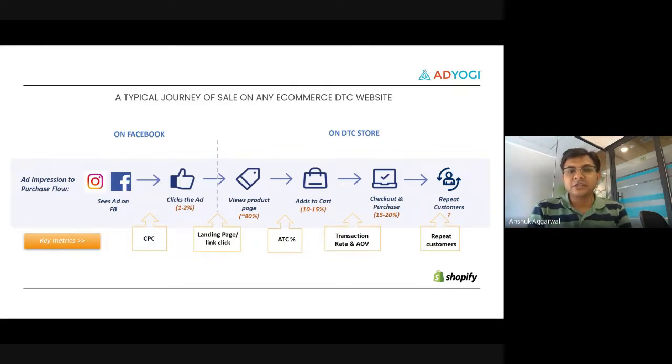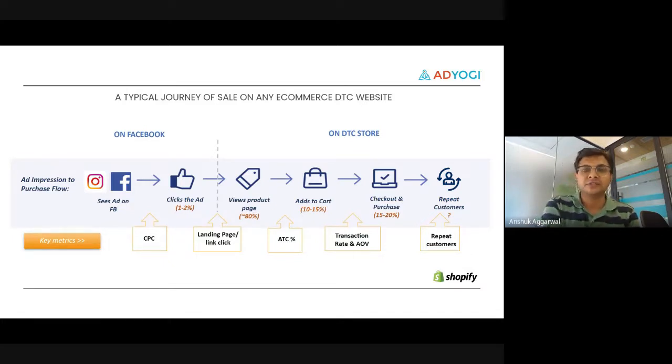And just jumping to the typical journey, I think all of you know this journey. All of you are brand owners. So the way it happens across most stores, I've seen that 80% of sales mostly comes from ad platforms. And ad platforms are Facebook, Instagram, Google. And this is how the journey looks.